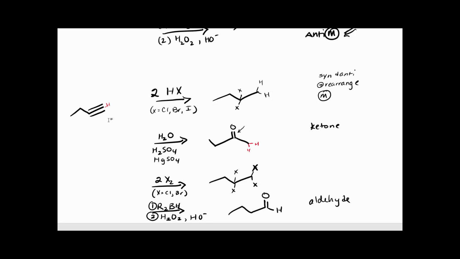So when we have a triple bond, we can form this geminal dihalide. That's where we have halogens on the same carbon. You can form a ketone with hydration, so you have water and a strong acid. You can form 2 geminal halides, so you end up putting 4 halogens across those pi bonds with halogenation. And then with hydroboration oxidation, from a triple bond, you would form an aldehyde.